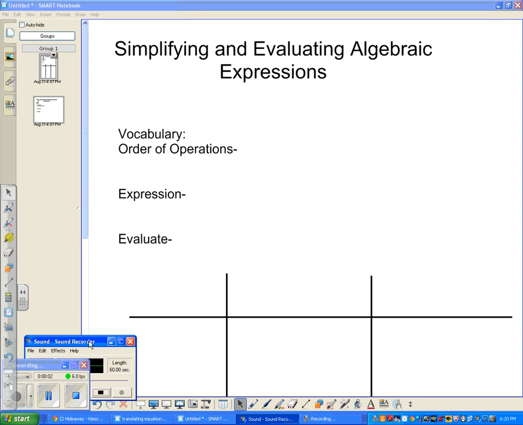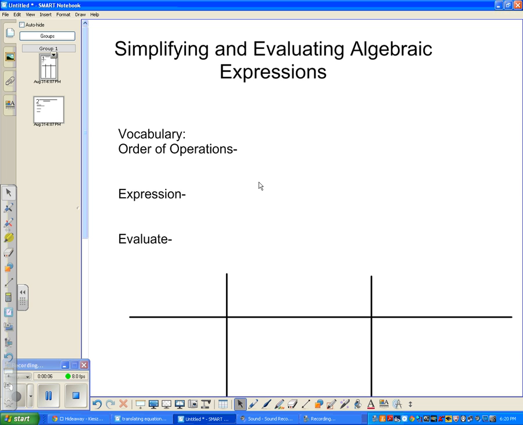All right, simplifying and evaluating algebraic expressions. We have a couple vocabulary terms that I want you to take note of. The first being order of operations, and that's what we use in order to simplify and evaluate algebraic expressions.